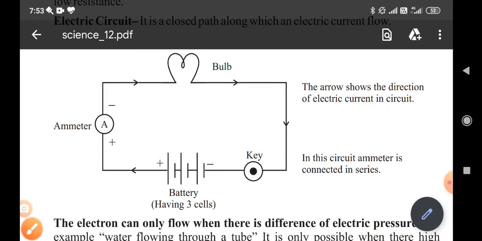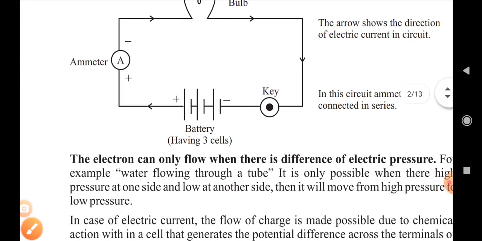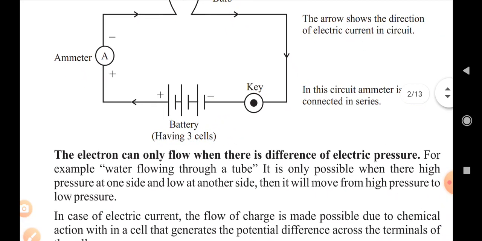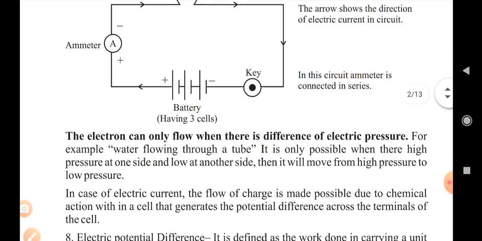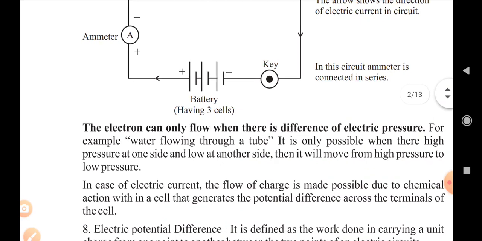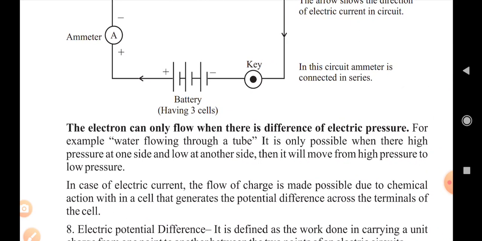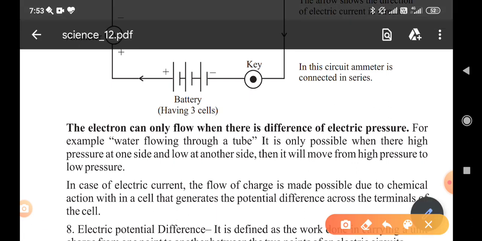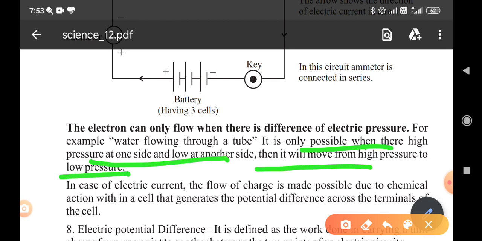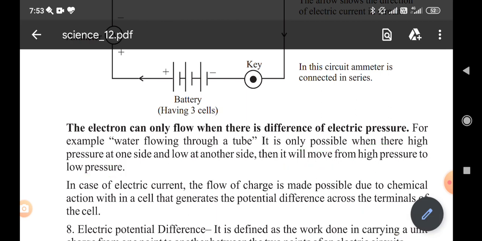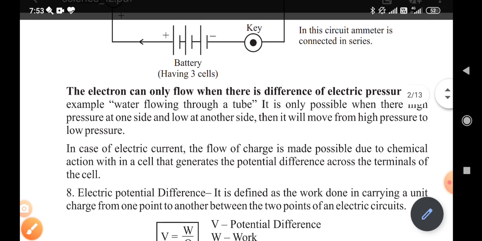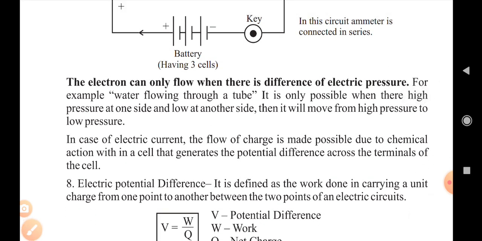The electron can only flow when there is a difference of electric pressure. For example, water flowing through a tube is only possible when there is high pressure at one side and low pressure at another side. Then it will move from high pressure to low pressure. In the same way, electrons also flow.